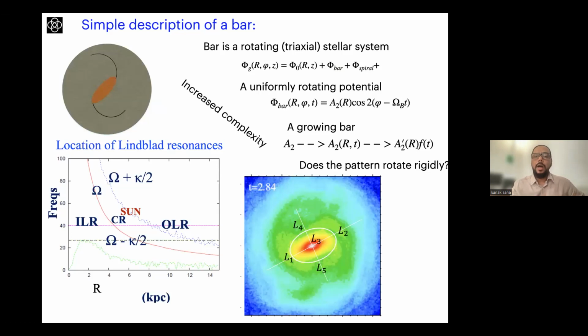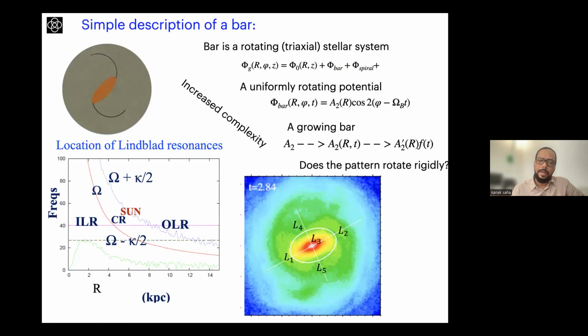And now, I will probably not have time, but the question is whether the bar rotates as a rigid pattern. Has it been tested? So we tried to look at this in simulations recently, and have some exciting results in that.